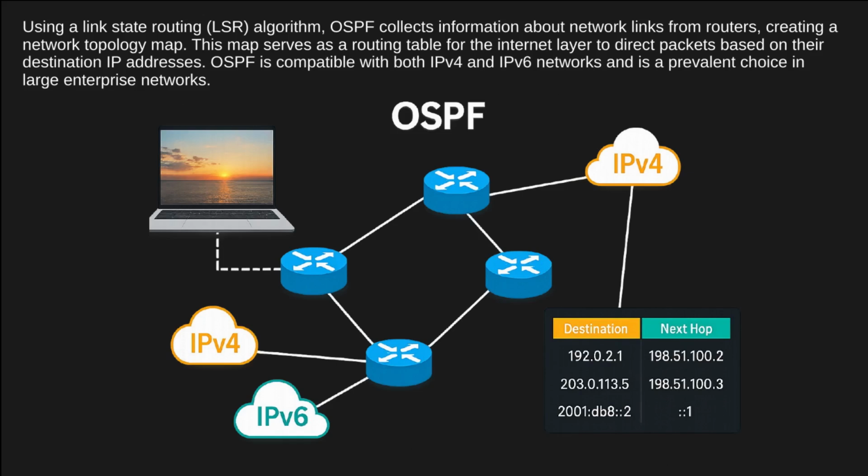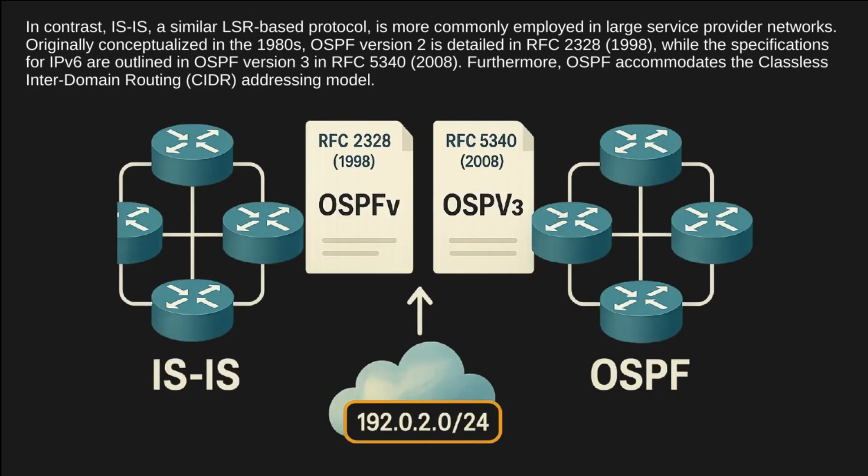OSPF is compatible with both IPv4 and IPv6 networks and is a prevalent choice in large enterprise networks. In contrast, IS-IS, a similar LSR-based protocol, is more commonly employed in large service provider networks. Originally conceptualized in the 1980s, OSPF version 2 is detailed in RFC 2328, 1998, while the specifications for IPv6 are outlined in OSPF version 3 in RFC 5340, 2008. Furthermore, OSPF accommodates the classless interdomain routing, CIDR, addressing model.